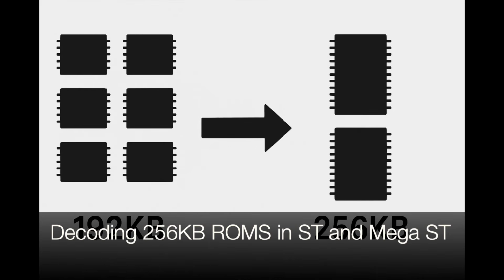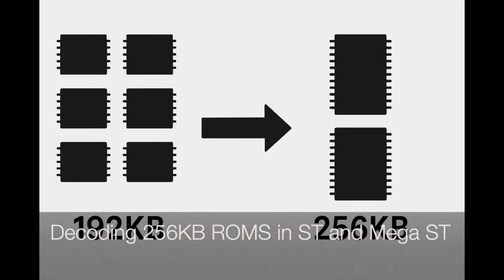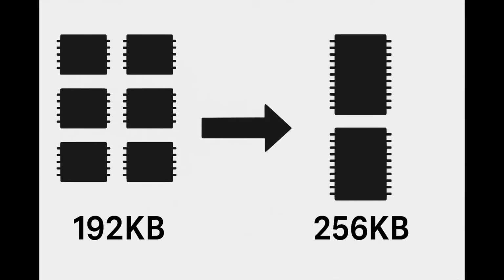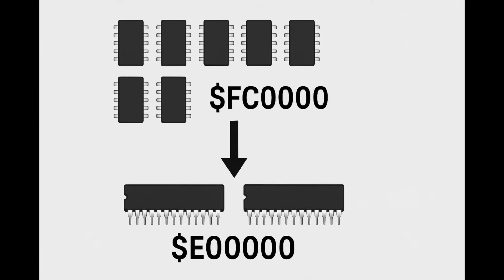Now a quick reality check. If you were rocking an original ST or Mega ST, the ones with 192 KB ROM, you couldn't just plop in TOS 2.06 and expect it to work. Why? Because those older machines literally lack the address decoding hardware to handle that size of ROM, and also the proper memory locations. 192 kilobyte ROMs start at address FC0000, while 256 kilobyte ROMs start at E00000. So a 256 kilobyte ROM was too big for the old ST and Mega ST without a little help.